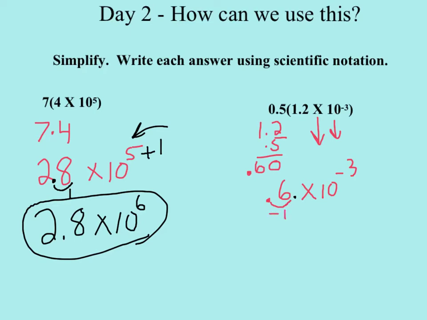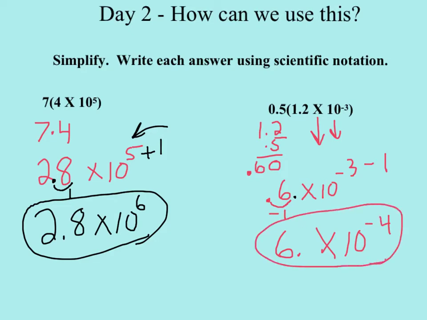So my answer is 6 point, and you don't have to say 0, just 6, multiplied to 10. Now, I minused 1, so I have to minus 1 from negative 3. So negative 3 minus 1. And that gives me negative 4. So there is my answer.